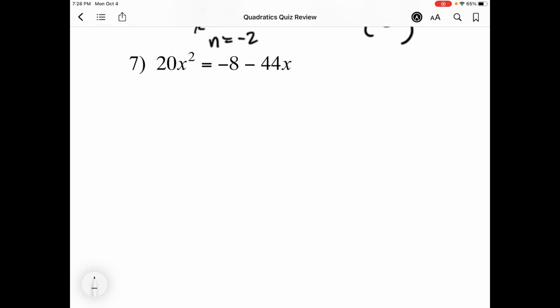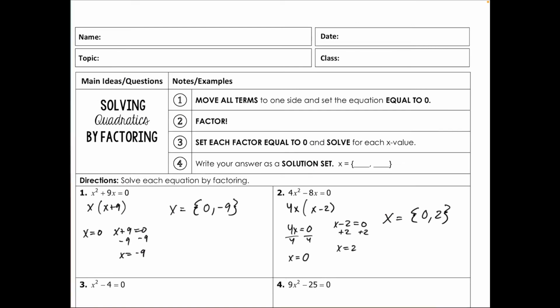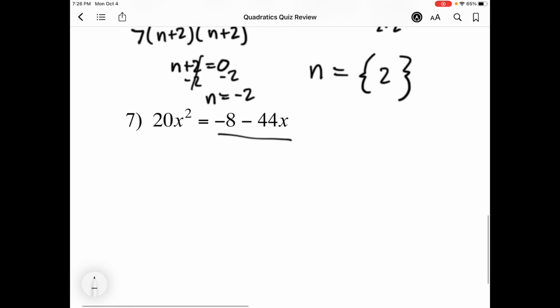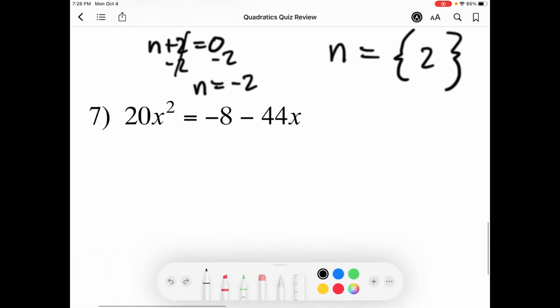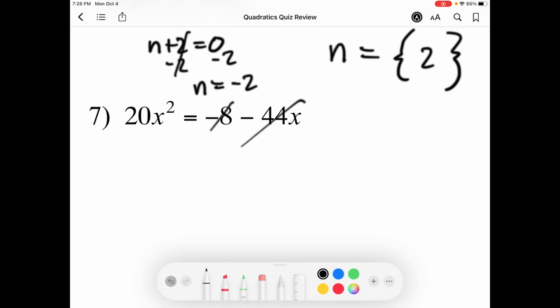So for number 7, if we look back at our steps, the first step is to move all terms to one side of the equation so that it equals 0. So we want the right side to equal 0. So to make this equal to 0, I'm going to eliminate this and eliminate this. So the way to eliminate it, I'm going to add 8 to both sides, and I'm going to add 44x to both sides.